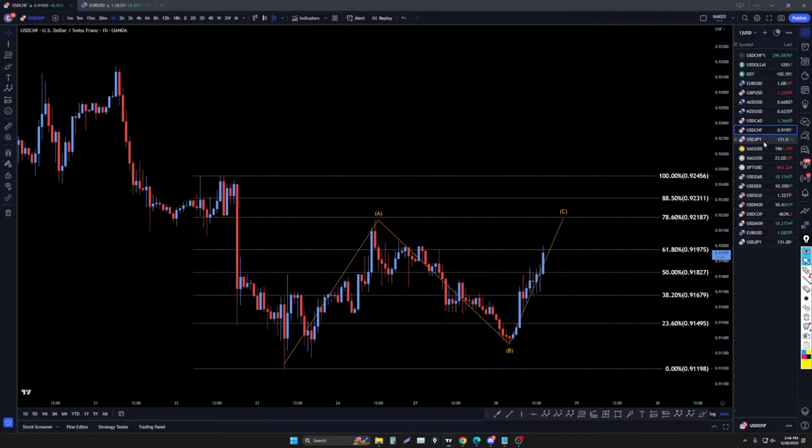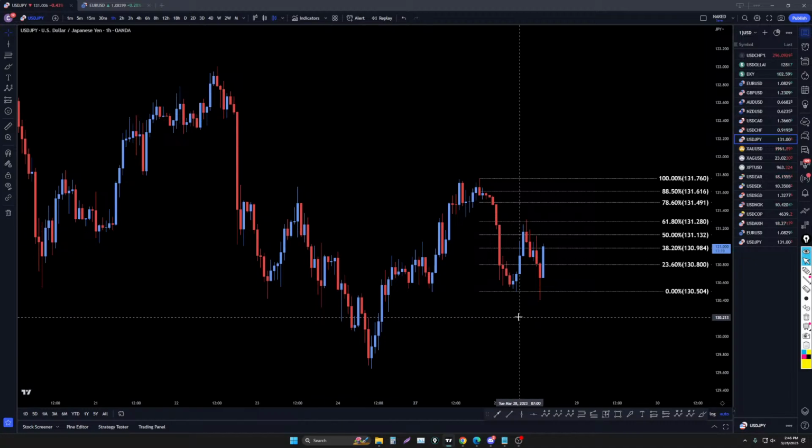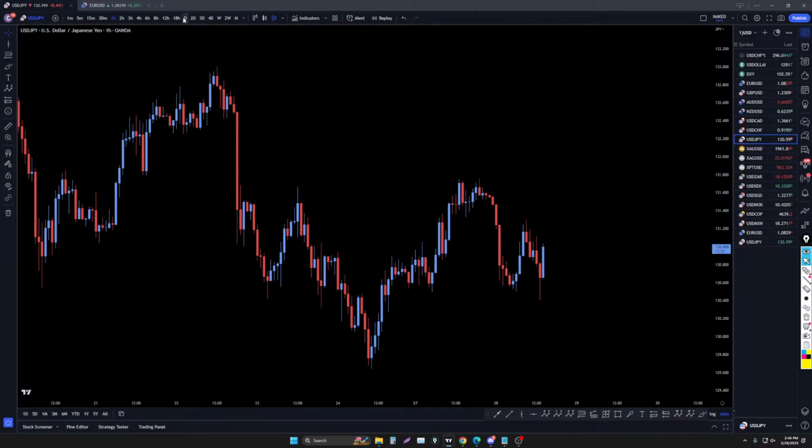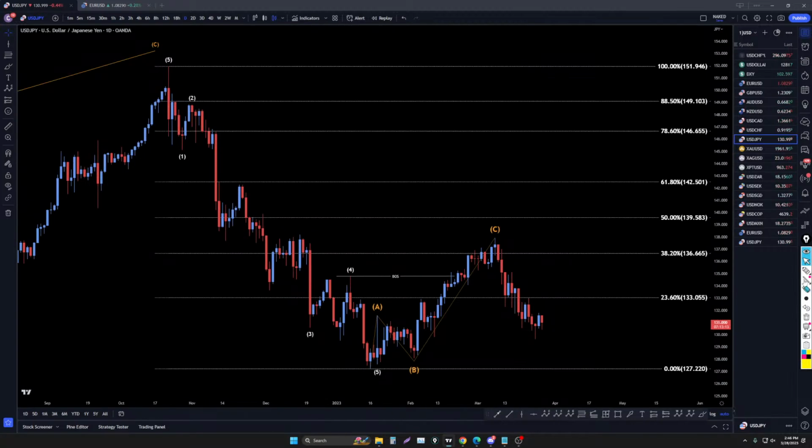So let's check out the US dollar yen, which is a little different just because of the yen. Let's get rid of this real quick. Head up to the daily. On the daily, I do believe this is an A, B, and a C, and that this turned out to 38.2 already, and that this is actually going down. I think even if it does go up, which I could definitely picture it going up, it's just going to be a correction, and this is going to continue the downtrend.